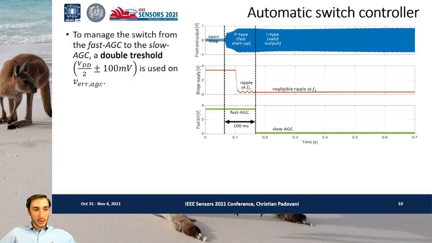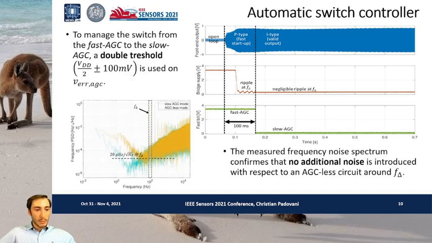Once the feedback capacitor of the integrator path is correctly precharged to the DC output voltage of the proportional path, the automatic switch controller activates the slow AGC, deactivating the fast one. Overall, the startup lasts 100 milliseconds. The measured frequency noise spectrum confirms that no additional noise is introduced with respect to an AGC-less circuit around the split frequency.